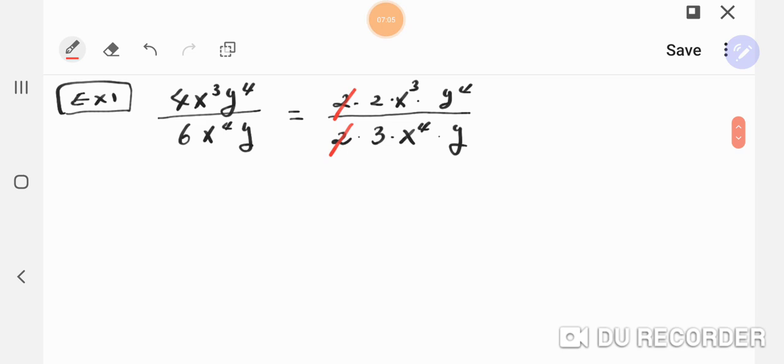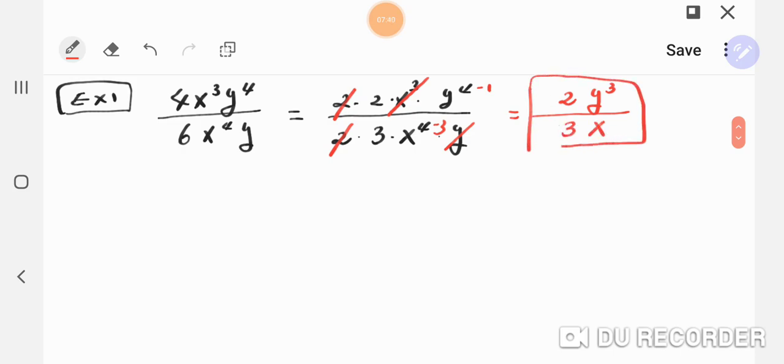How about the factor x? The numerator has 3 x's. The denominator has 4 x's, so we can get rid of 3 x's from each side. And the factor y, we have 1 y in the denominator, so we can get rid of 1 y from each side. So we can subtract. So the answer will be 2y cubed over 3x. So that's the simplified fraction.